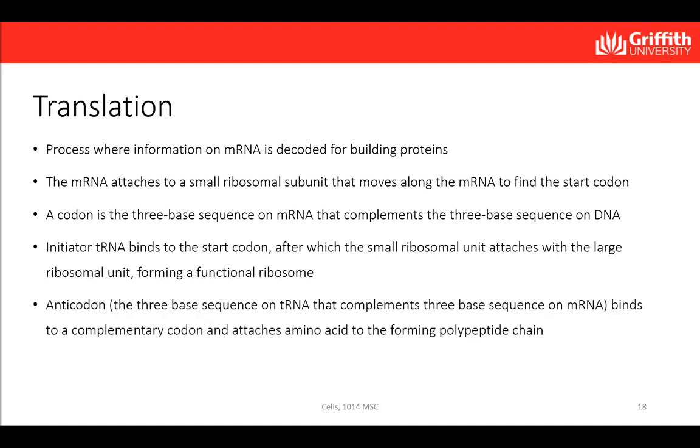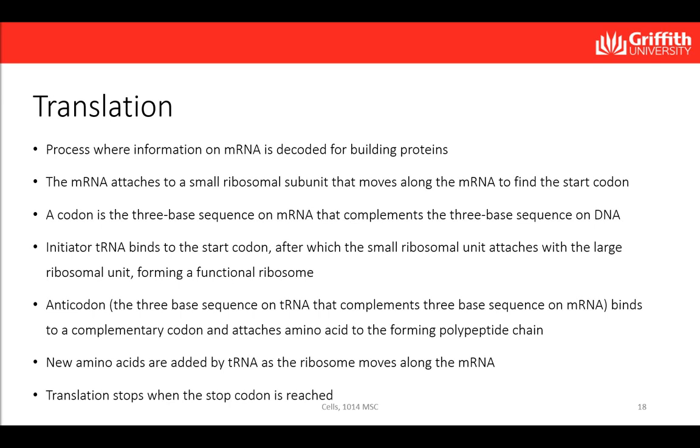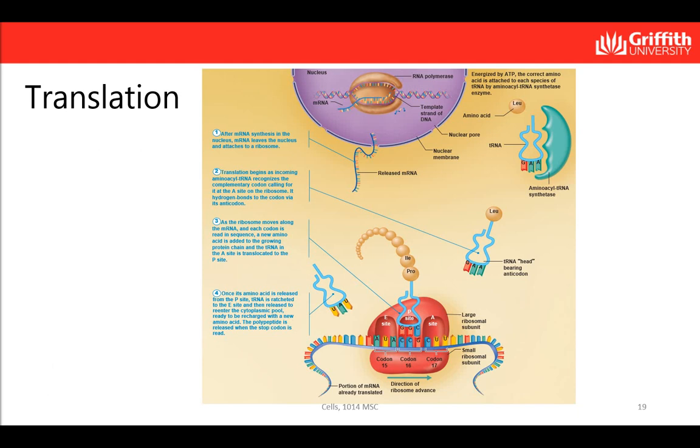The anticodon, which is the 3-base sequence on the tRNA, binds to the complementary codon of the mRNA and adds its amino acid to the protein chain. The mRNA strand is read sequentially, and new amino acids are added by the tRNA until the ribosome reaches the stop codon, which signals the termination of protein synthesis. The following figure briefly illustrates the process of protein synthesis.